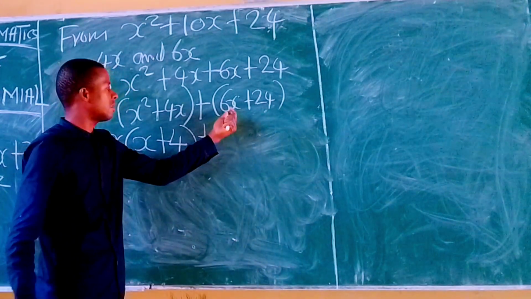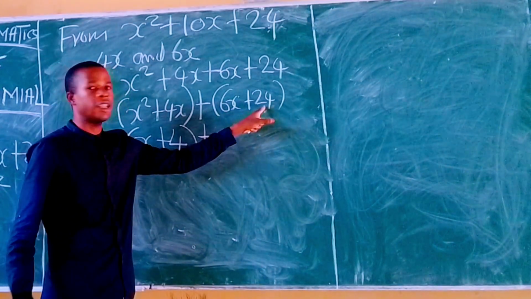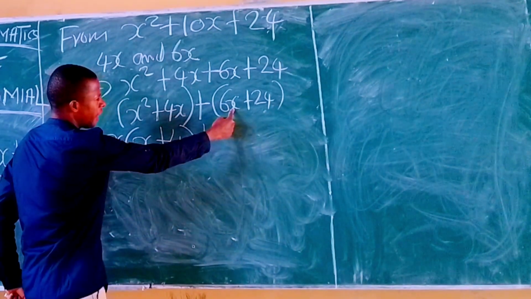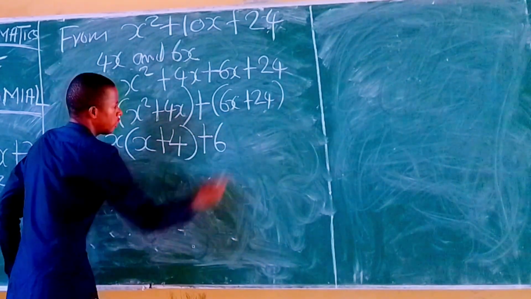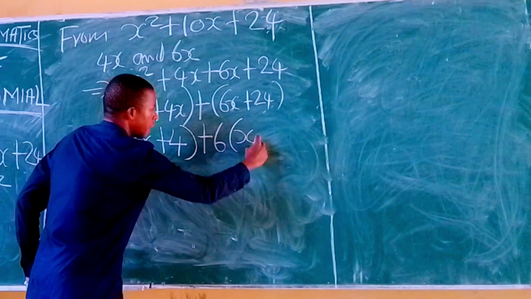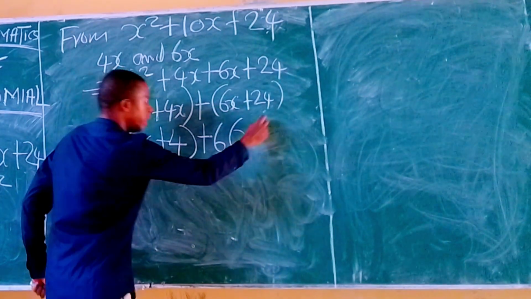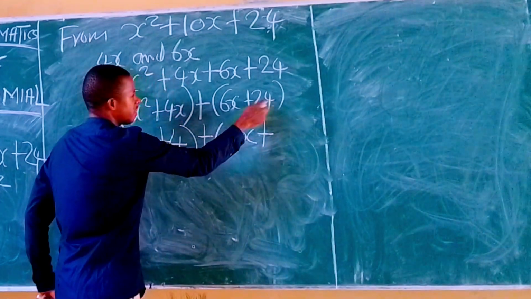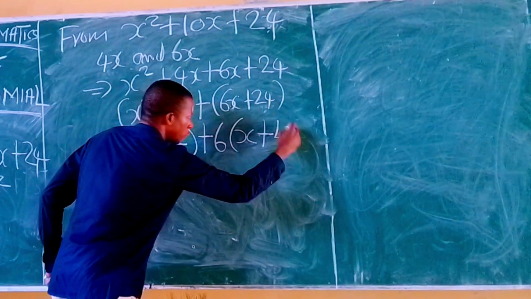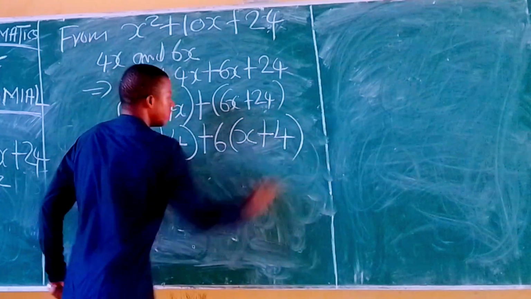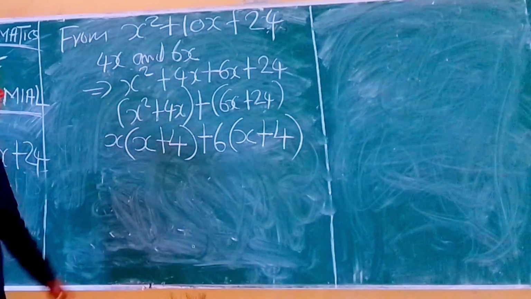Now let's look at 6. You know that 6 can go into 24 four times. So if you look at 6 as a factor, we leave x, because 6 times x gives us 6x. Then plus, since we factor out 6 from this, we leave only 4, because 6 times 4 gives us 24. We close the bracket.